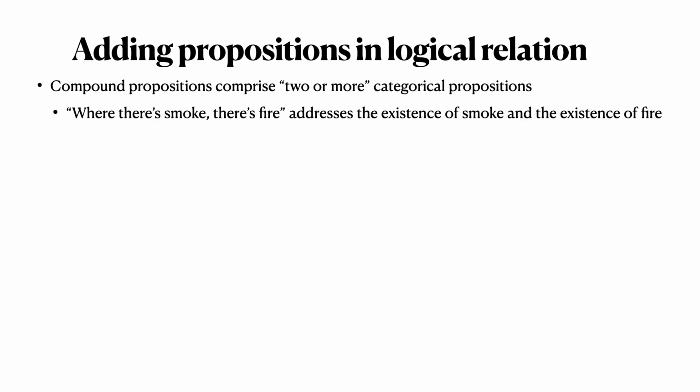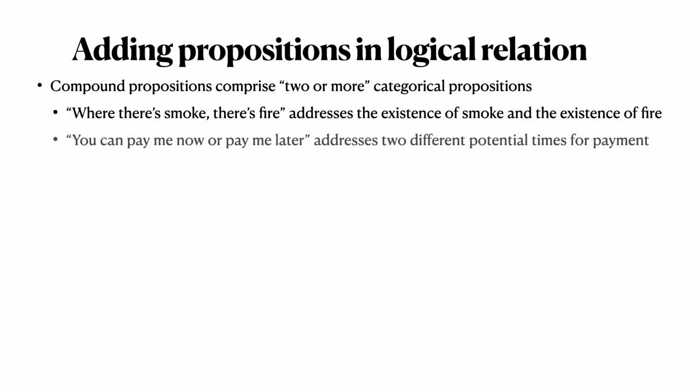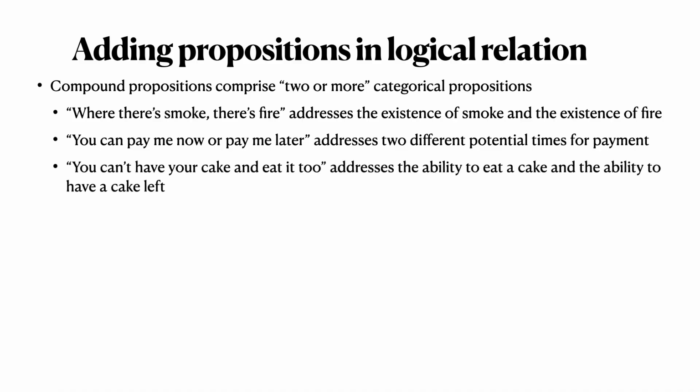And when you say you can pay me now or pay me later, it addresses two different potential times for payment. You can make all of that one thing and make a very awkward A statement out of it, but that's not the best way to think about it. You can't have your cake and eat it too. Well, that addresses the ability to eat a cake and the ability to have a cake left.